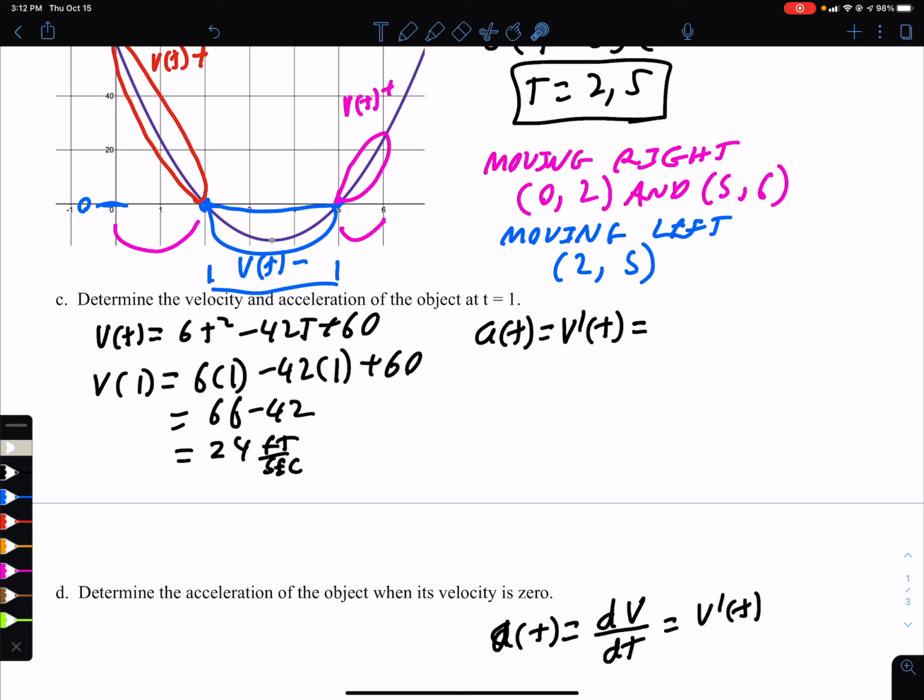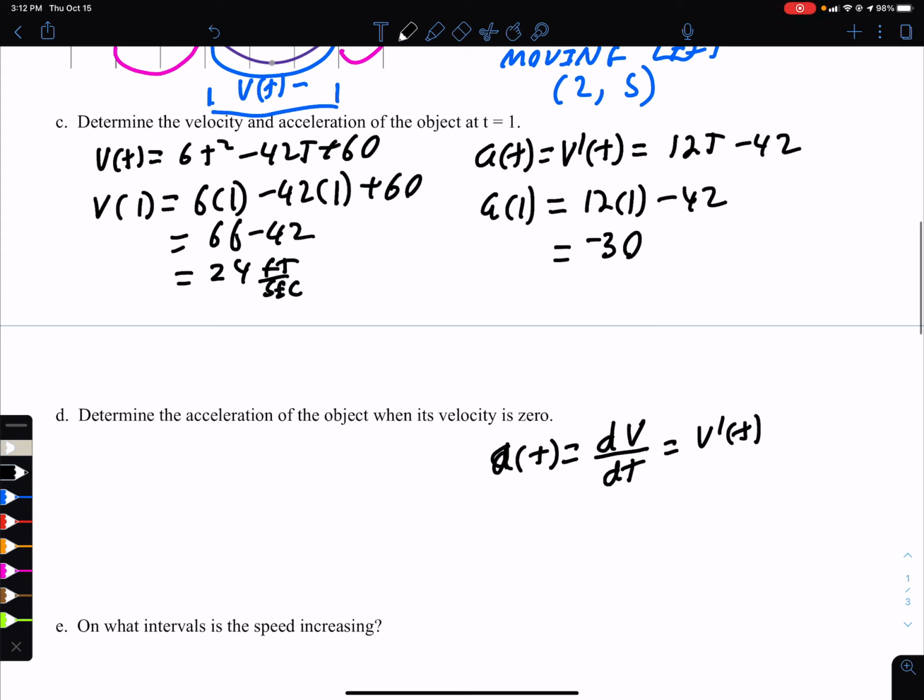The derivative of this function over here, we can quickly get 12t minus 42. And the question asks, what's the acceleration at 1 second? So that's going to be 12 times 1 minus 42, and we're going to get negative 30. Now, what are the units for that?